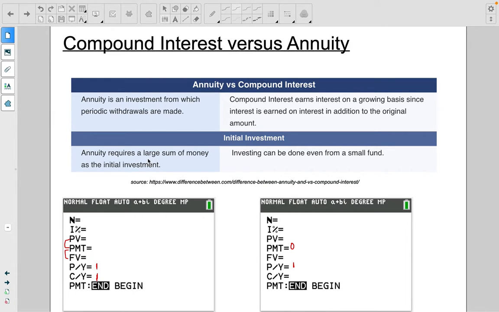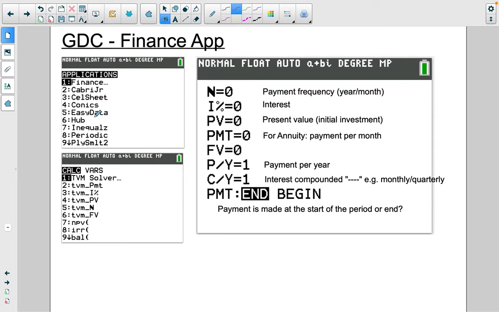What I'm going to focus on is how to take out the main information from the questions and where to input them in the calculator. I'll get to these two boxes down here in a second. You can access the Finance app on the GDC by clicking on Apps and then clicking on the first application there, which is Finance. We would typically go to the TVM solver. That's the easiest one. You can find any missing value in there. If you want more specific values, you can go to the others, but it's just easier to go to the first one for any missing values.